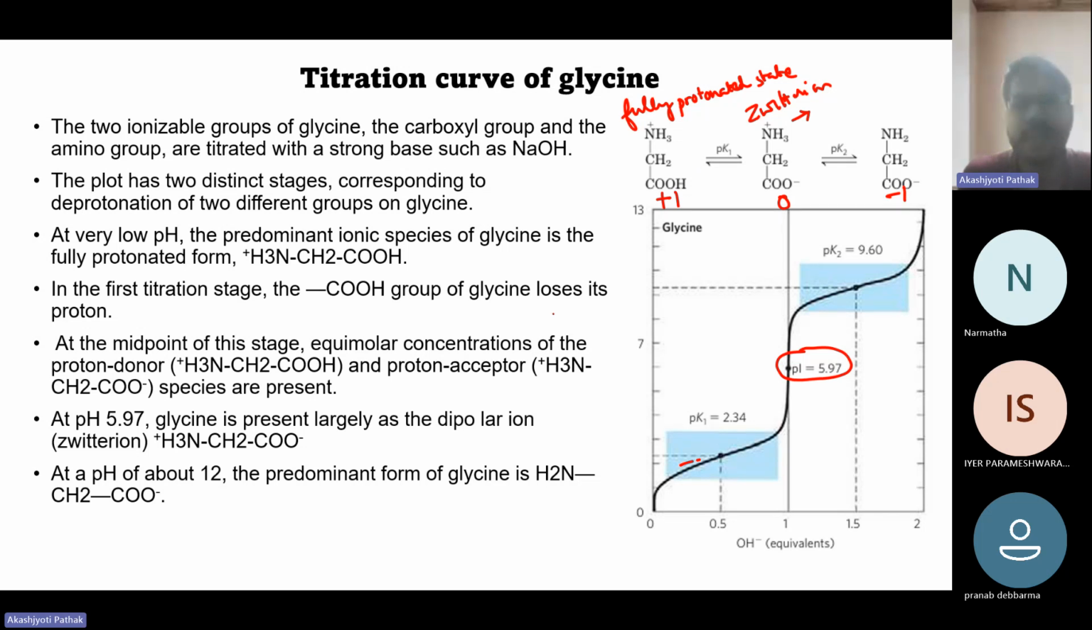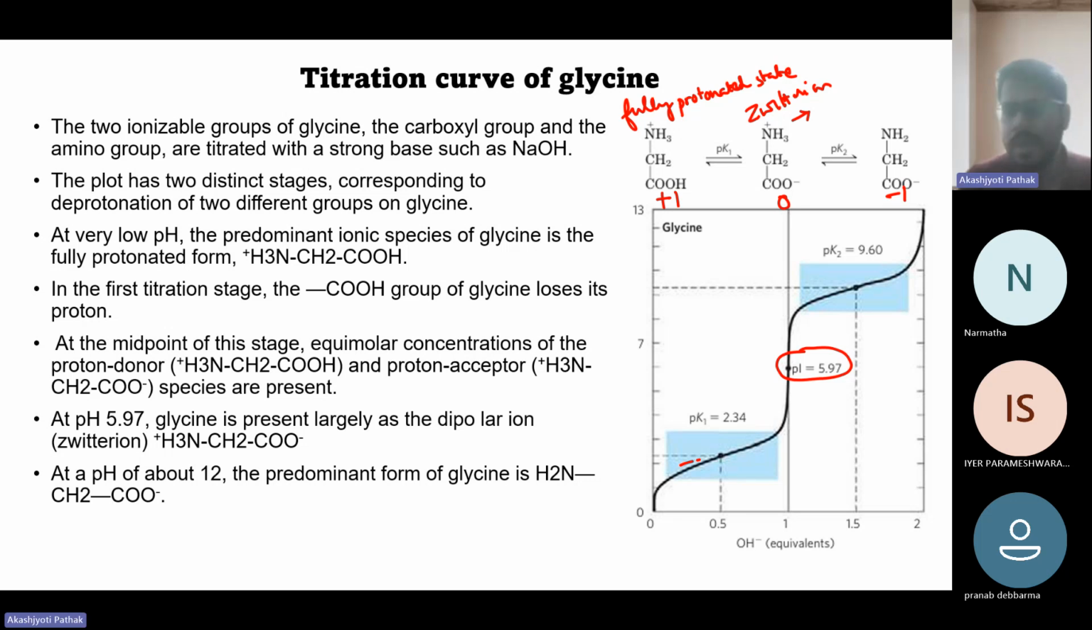Now if you keep on increasing the pH, or keep on adding OH minus ions, then at a pH of 12 the predominant form of glycine is this. What will happen? The proton present in this NH3 plus amine group will also be lost, and it will become NH2. And so the net charge will be minus one.